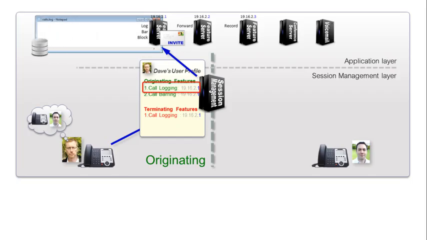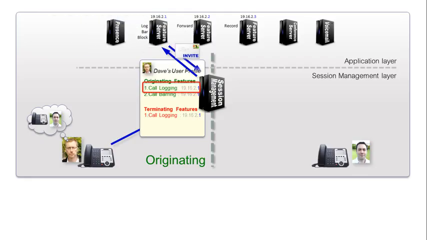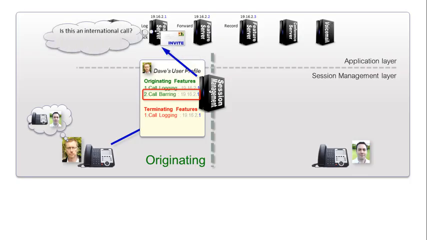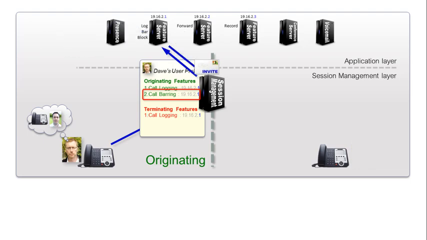Having the request, the feature server then applies the feature, in this case logging the call in the system before passing the request back to the session manager, where details of Dave's next feature are retrieved, the call barring feature. Again, the request is routed to the feature server that serves call barring, the destination address is checked, and if not an international call, is passed back to session manager.